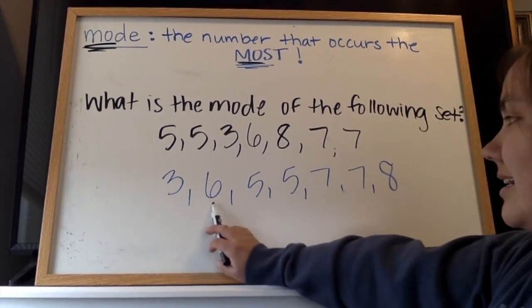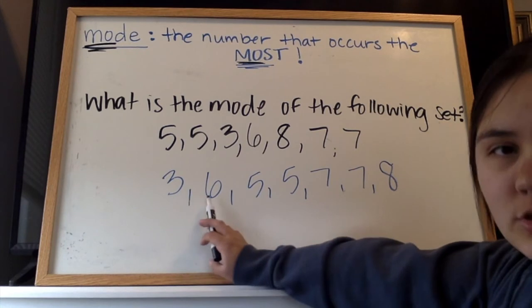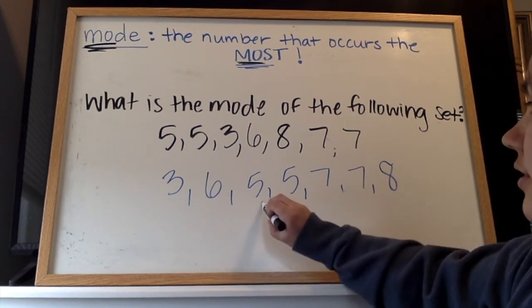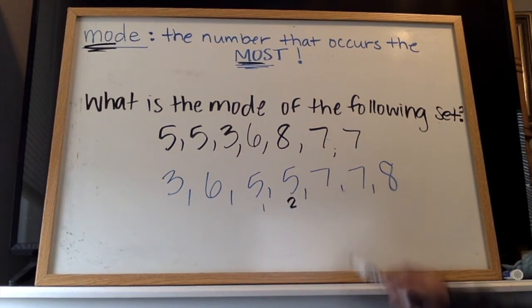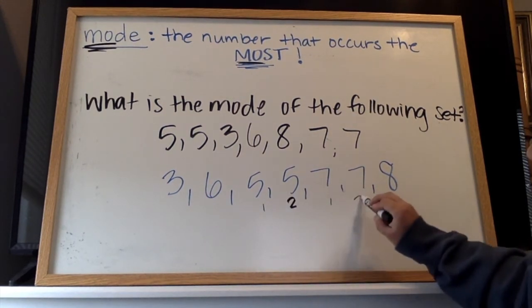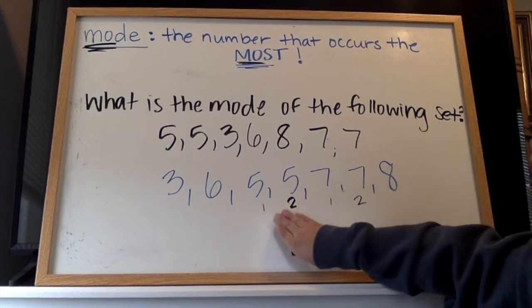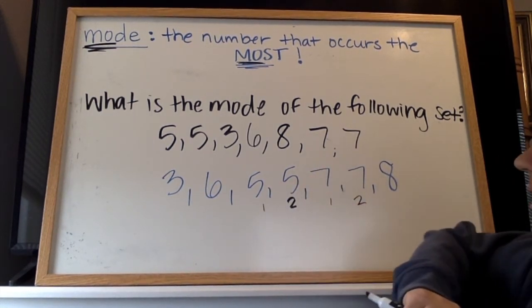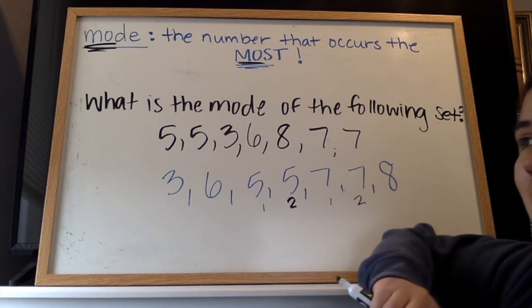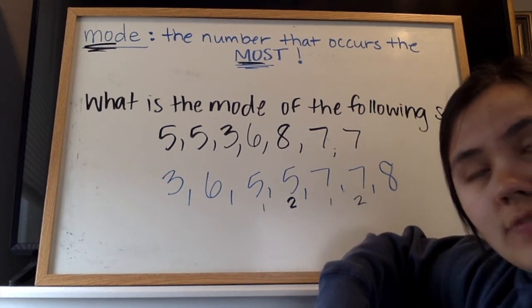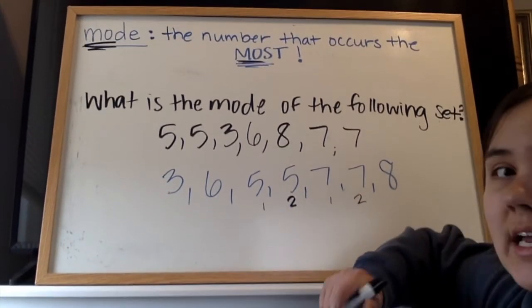So 3 and 6 only have one of each of those, so that's not going to be the mode. Okay, I see that 5 occurs twice, and I see that 7 occurs twice, and 8 just once. So now we're dealing with 5 and 7. Now, you might think, well, in the median we found the average of the two numbers, but we're not going to do that in this case.